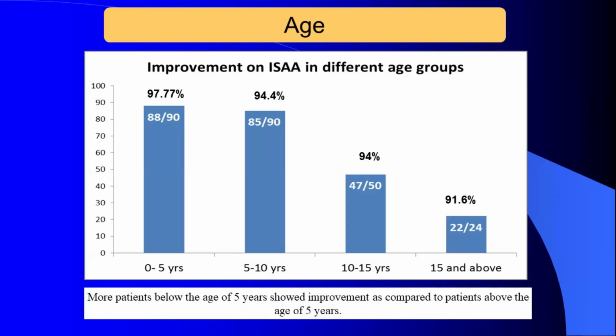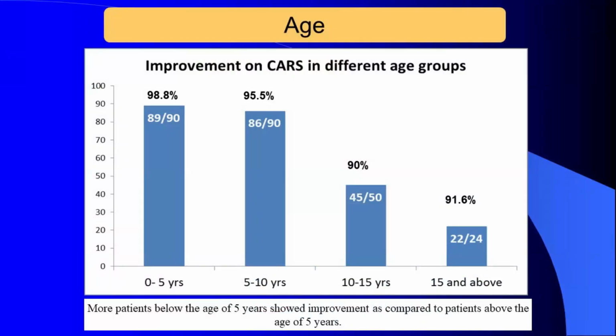Now here's something interesting. The results depended on age. So those kids who were less than 5 years, we had a 97% success rate. Between 5 to 10, it reduced to 94. Between 10 to 15, 94 again. And 15 and above, it was 91. So the earlier we intervene, the better results we are likely to get. Here again, you can see on CARS scale, again, 98, 95, 90, 91. So you can see that age affects the outcome.